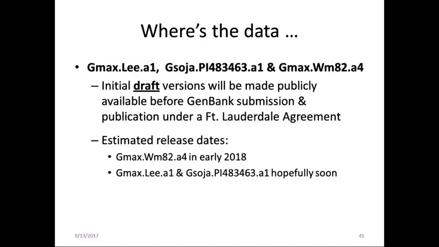So I bet you're all asking, okay, great, where is it? Where's the data? You're talking about this. Just give me the data so I can finish my research. Well, it's not done yet. I'm sorry. The initial draft versions will be made publicly available before NCBI submission or before publication. But we ask that you follow the Fort Lauderdale Agreement and the estimated dates. Version 4, early 2018. That could mean anytime in 2018. You know how research goes.